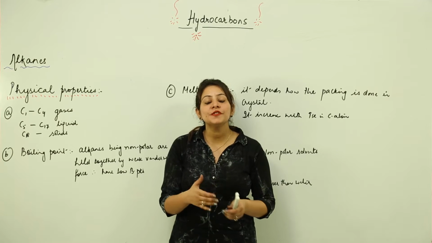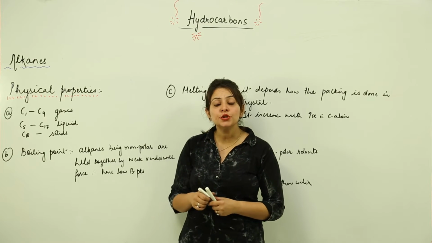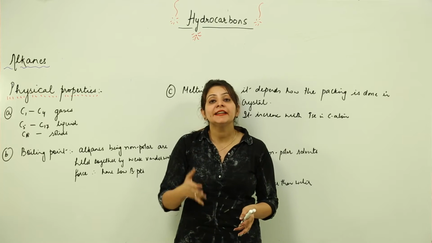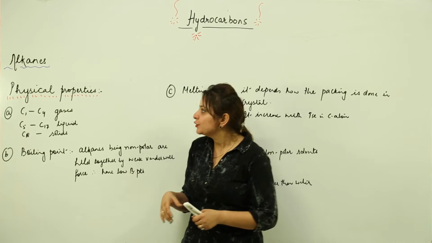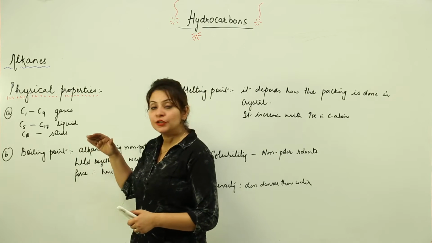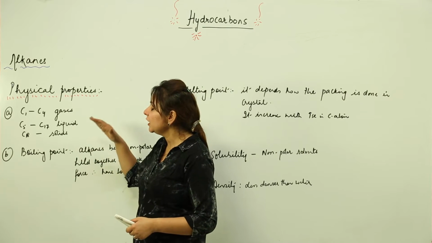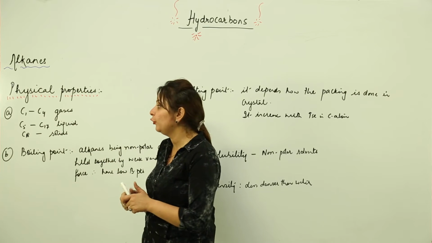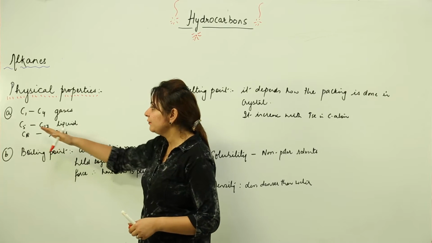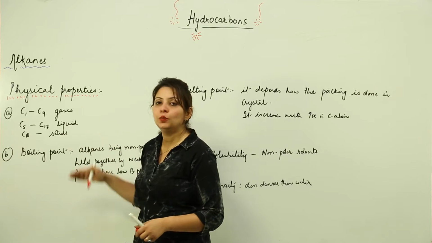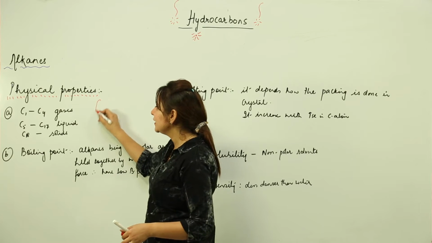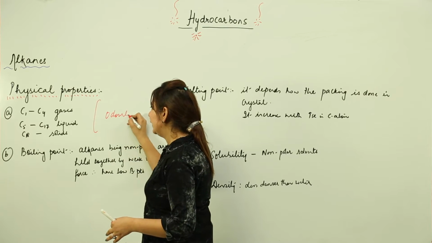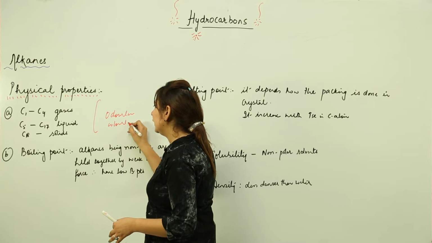Now when we talk of the physical properties of the alkanes, you should know their state of existence first, because our first concern is how they exist at room temperature. Alkanes with carbon atoms 1 to 4 are gases, 5 to 17 are liquids, and 18 onwards are waxy solids. Whether gas, liquid or solid, all are odorless and colorless.